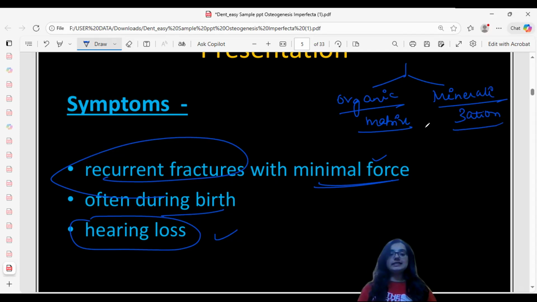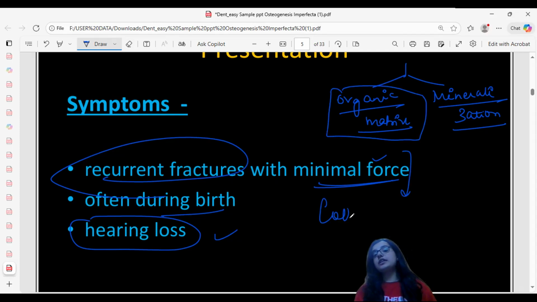So it is a disease where mineralization is not hampered. The bone formation is normal. Every time the bone is healing normally. But the reason is that it is breaking down again and again. The fractures are happening again and again. Then there might be some problem in the organic matrix, that is, in the collagen.